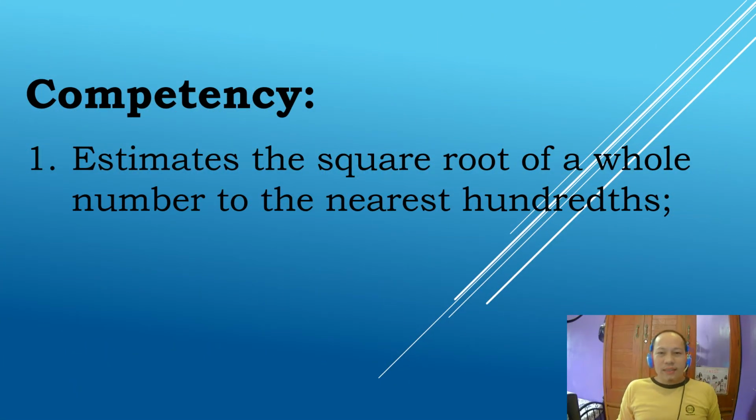ang last time na pinag-aralan natin, it's all about estimating the square root of a whole number to the nearest hundredths. Dito inaalam natin kung ano yung mga square roots of irrational numbers na ini-estimate lang natin, no? So para sa sunod nating lesson ay i-plot natin kung saan natin mailalagay yung irrational number na yon.